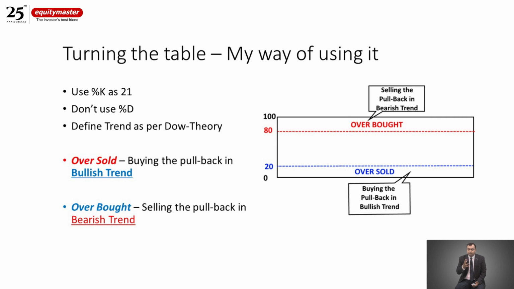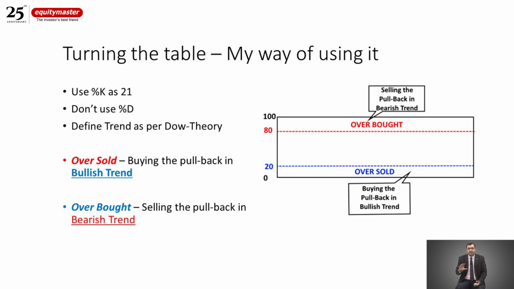I am using 21 because I am not an intraday trader. You can use percentage K as 5 for intraday, but I am not an intraday trader. I am basically looking for slightly positional moves, so I am using a 21 period. I am not taking it as an average. Percentage D, I have ignored it. That's my second rule. My third rule is to define the trend first.